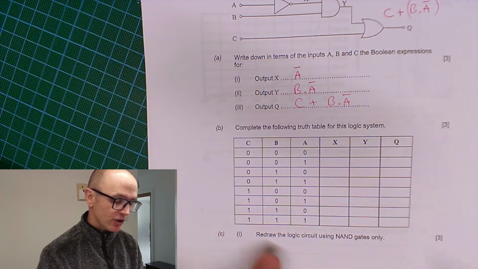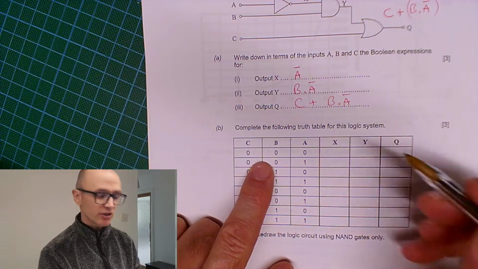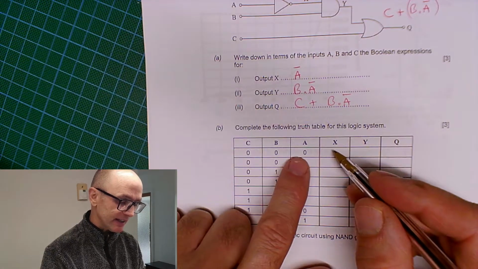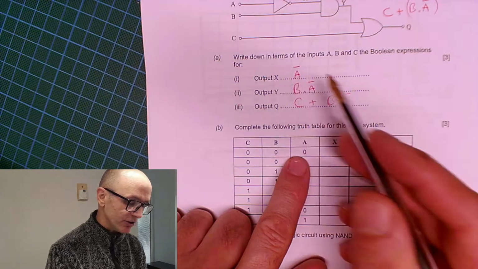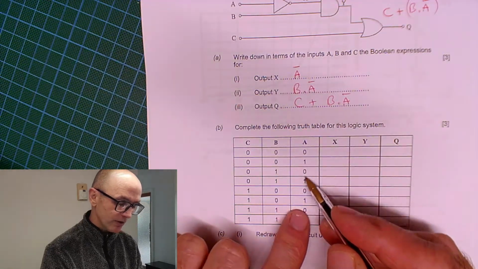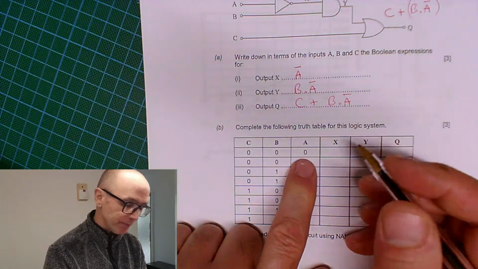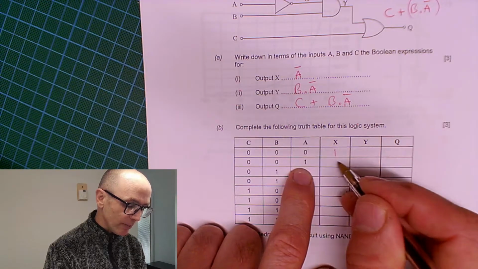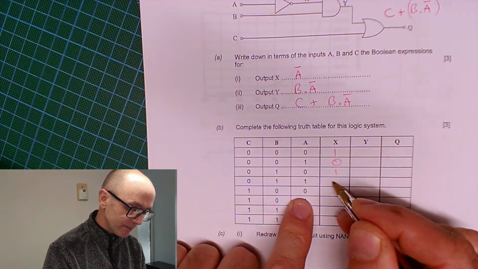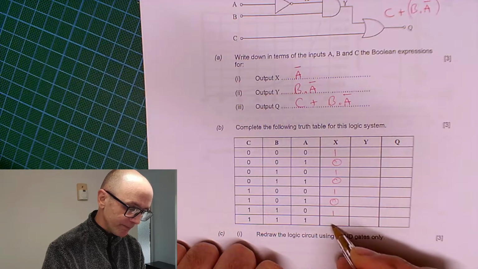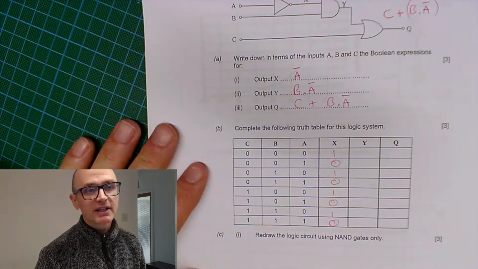Right, next bit then, we've got to complete the truth table. So do each column in turn. That's probably the easiest way to do it. We've got X, and if you remember, X is just NOT A. So we're just going to take all of these and flip them. So 0 becomes a 1, 1 becomes a 0. Okay, that's the first bit.